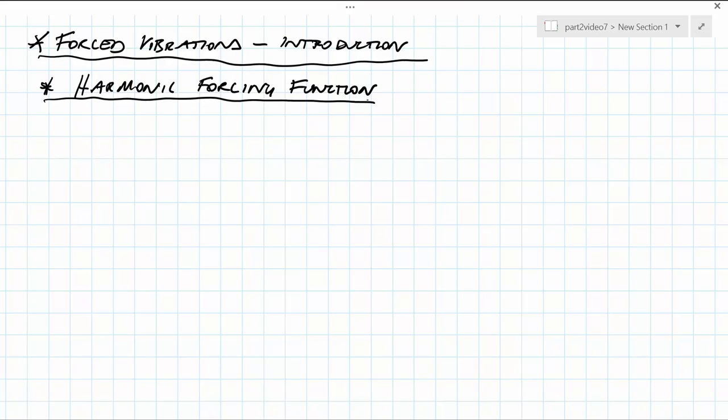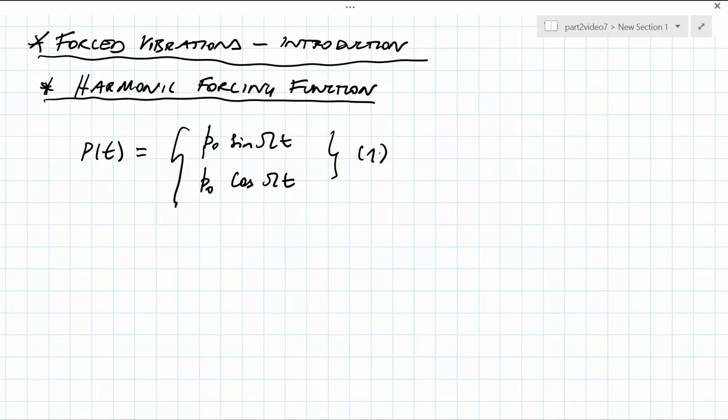A typical harmonic forcing function P(t) can be described as either P0 sine capital omega t or P0 cosine capital omega t. In this equation, P0 is the amplitude and capital omega is what we call the forcing frequency.